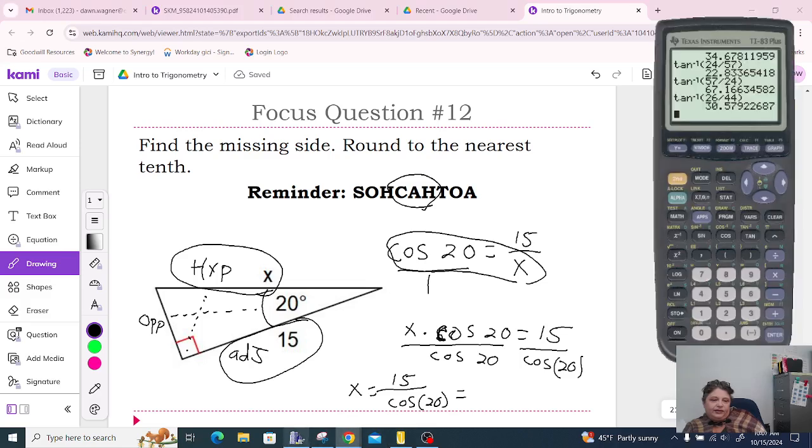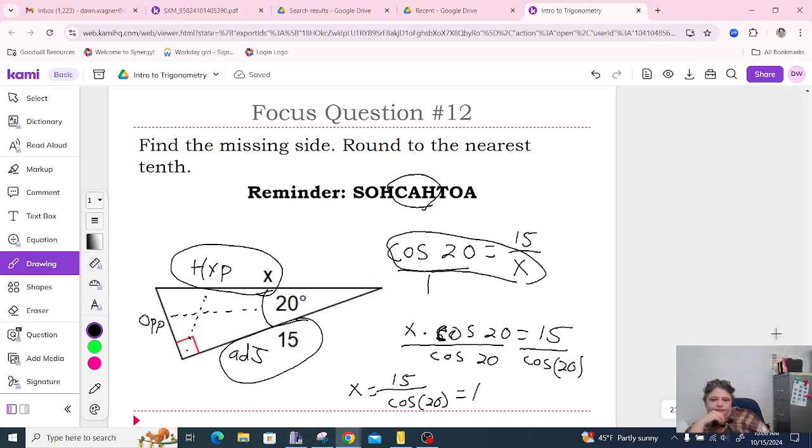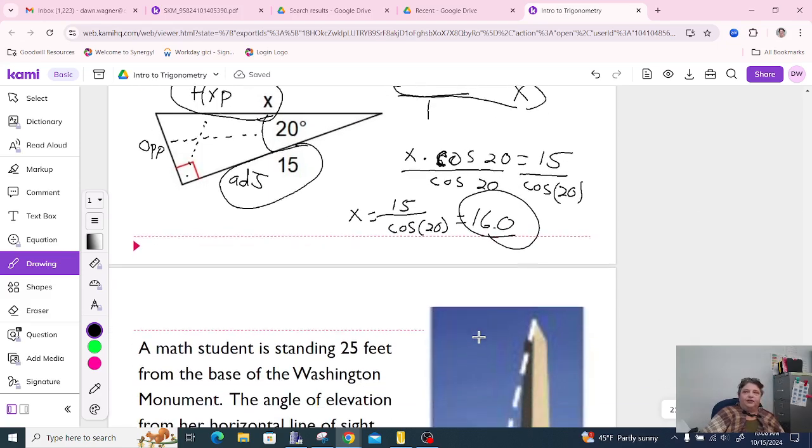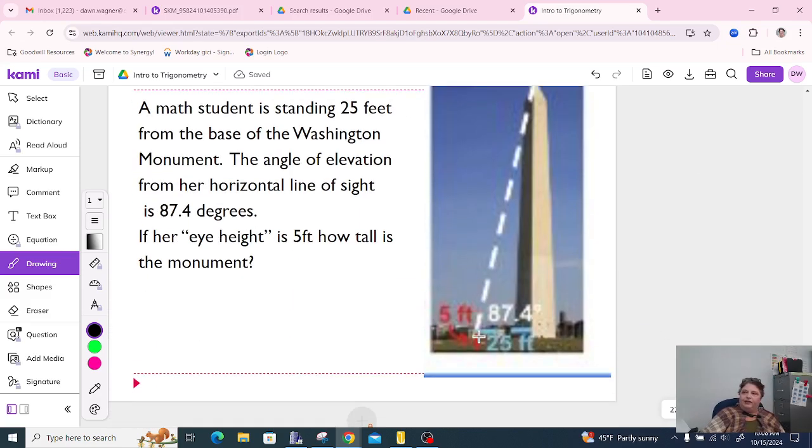And so use your handy dandy calculator. 15 divided by cosine 20 is about 16. Yep. Okay. So this is basically what you guys are going to be doing. And this is why you need groups of 3 or 4.